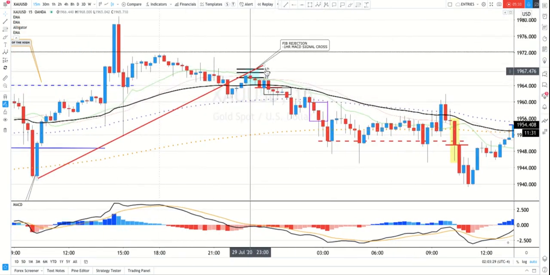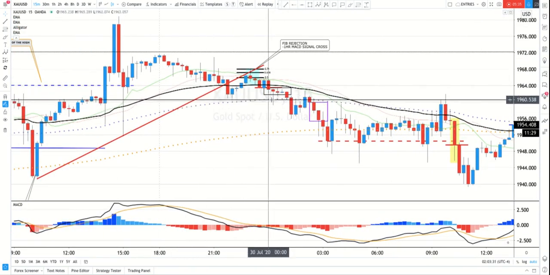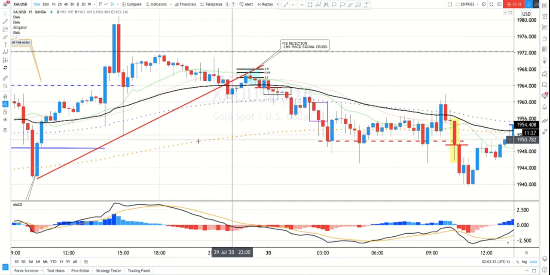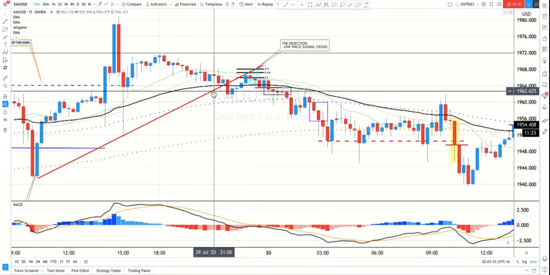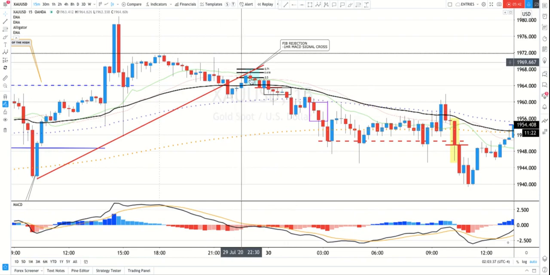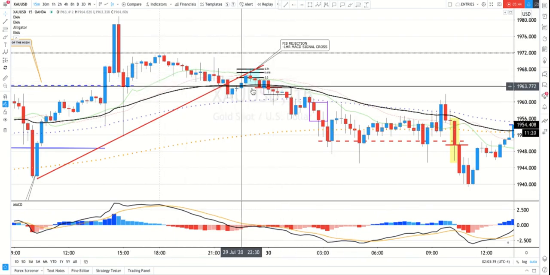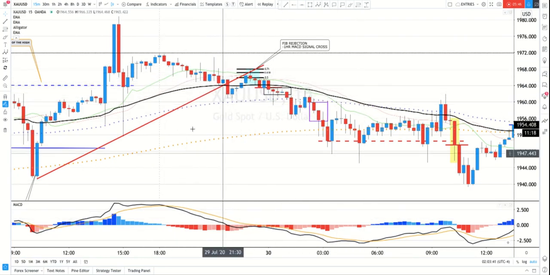My 50 EMA is my black line. My purple EMA is my 100, and my orange one is my 200. And as well, I like to have the alligator. The alligator lets me see the momentum along with the MACD.